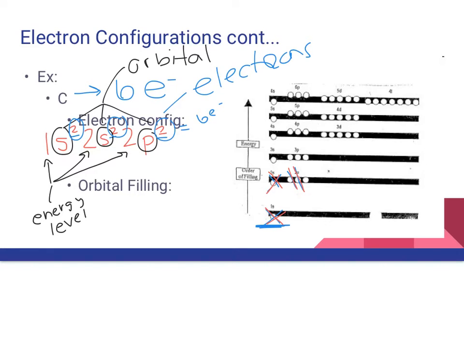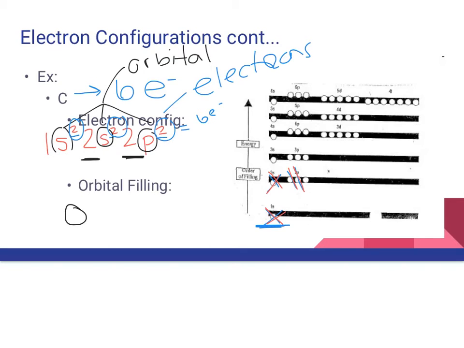From this now, we can do what is known as the orbital filling diagram. And the orbital filling diagram is going to place only the electrons found in the highest energy level. So instead of looking at all of the electrons, we're going to look at those electrons that are found in the highest energy level. Okay, if I go back to the electron configuration that I wrote for carbon, I can see that the energy levels are represented by the big numbers. And so these 2's here are the highest energy level. 2 is the highest energy level.